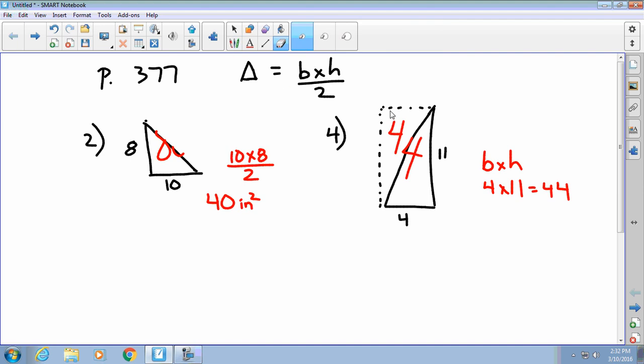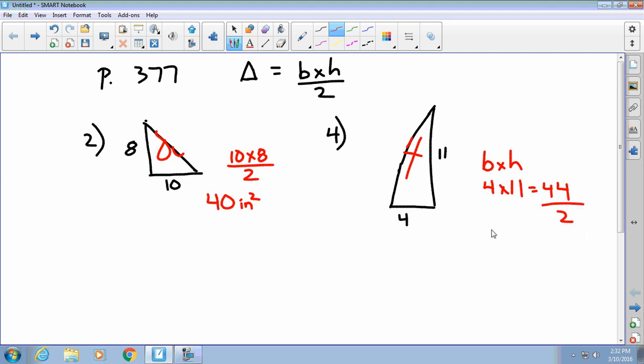But we're not interested in the rectangle anymore. We want the triangle piece. So we're going to say, hey, we're not concerned about that rectangle anymore. We want the triangle, and the triangle is going to be half of 44. So we just want to take 44, cut it in half. 44 cut in half is 22. That would be 22 yards squared. So the area of this triangle would be 22 yards squared.